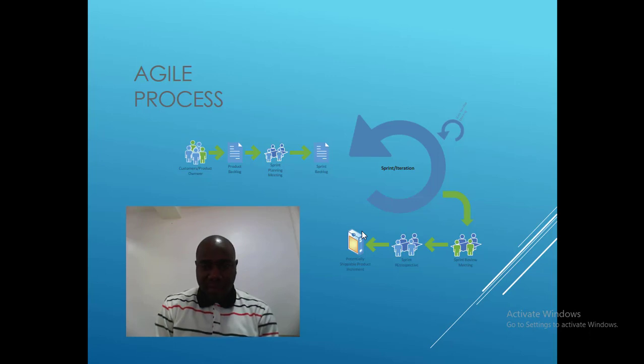Projects can have many iterations, and from there review takes place. Retrospective takes place, and at the end of the day, a potentially shippable product increment is achieved. It is a cycle that goes on like this until the final project and product is achieved.